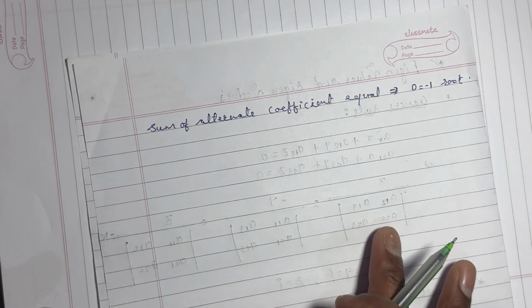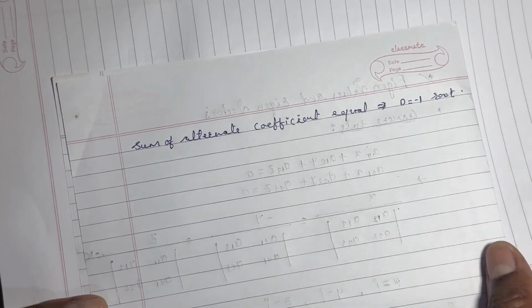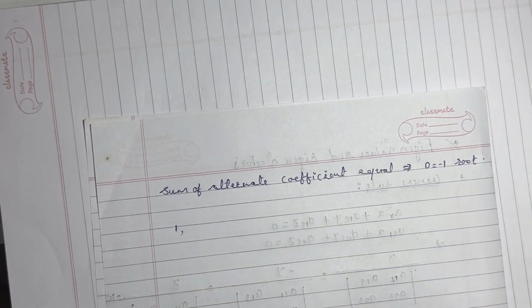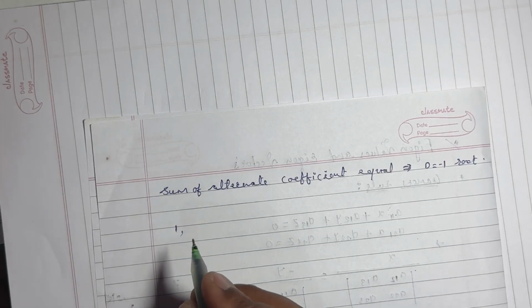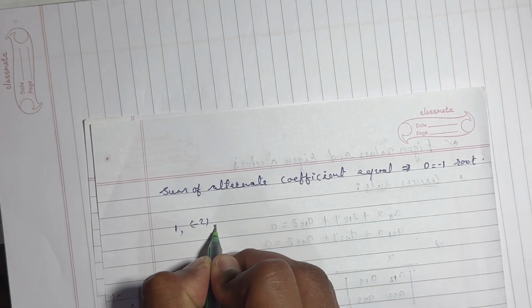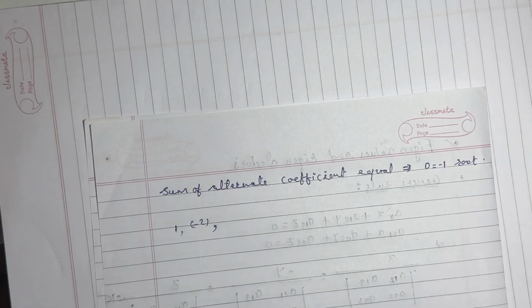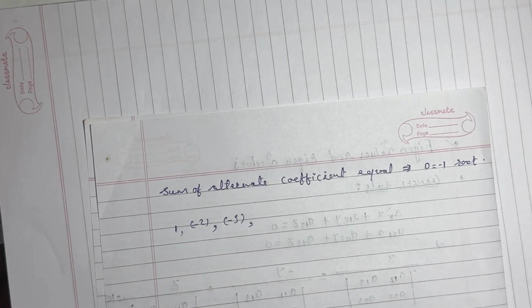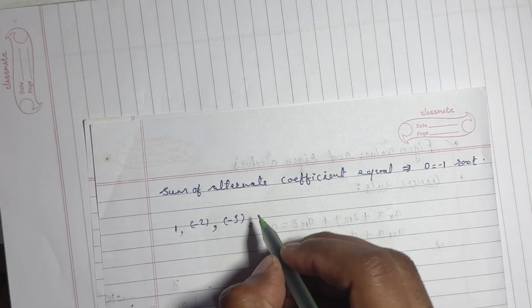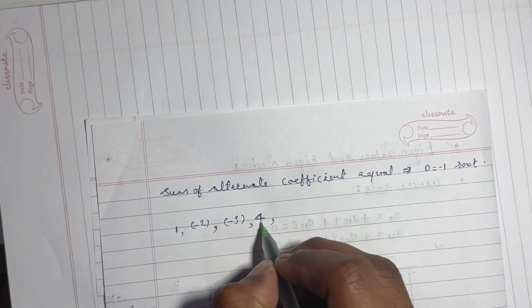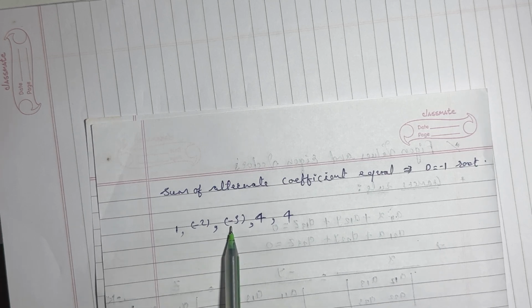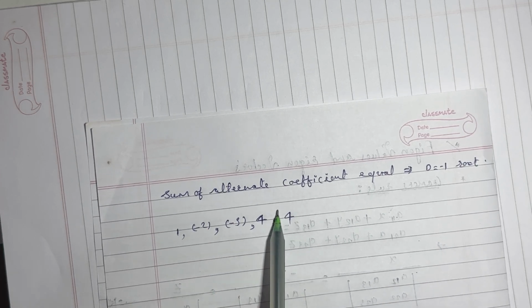So let me write what are the coefficients we have present. We have coefficient of d to the power 4 as 1, d to the power 3 as -2, d to the power 2 as -3, d to the power 1 as 4, and the last coefficient d to the power 0 as 4, okay. We want the sum of alternate coefficients, that means this plus this equal to this plus this, but what about the extra number?